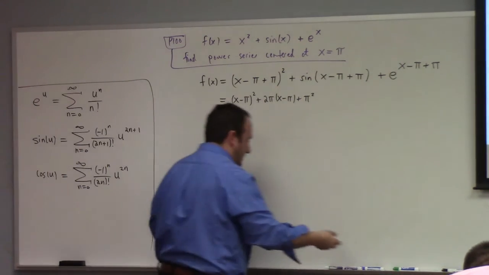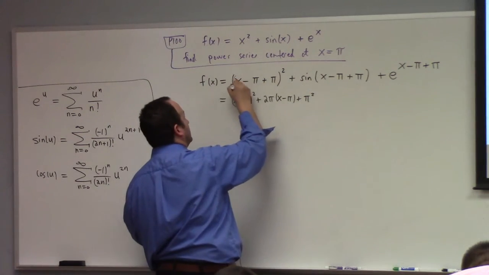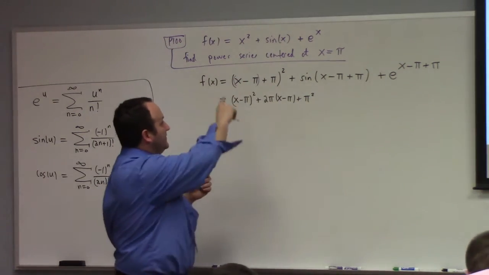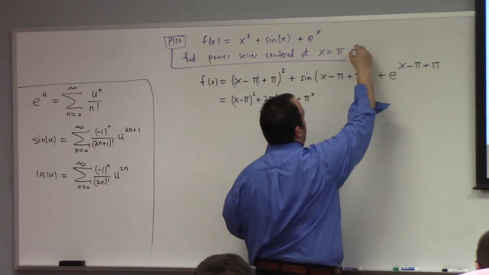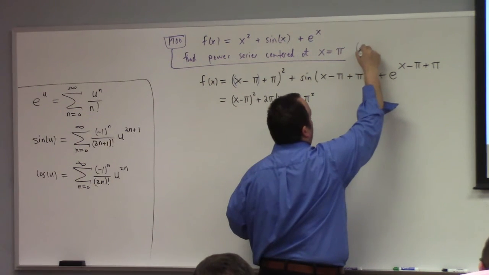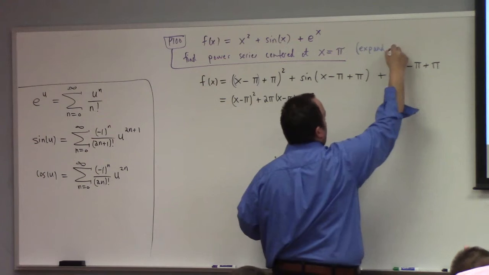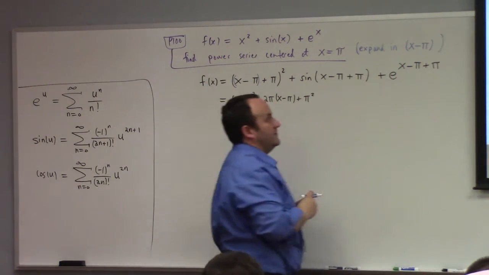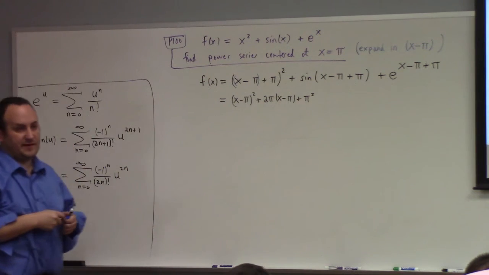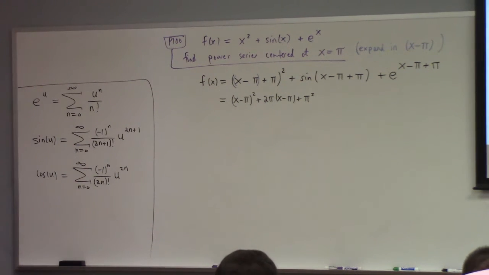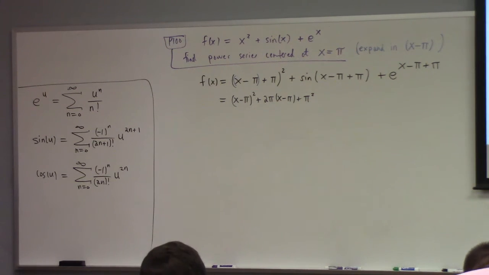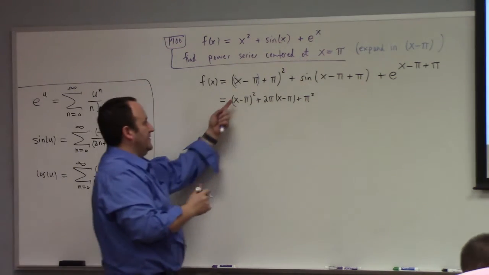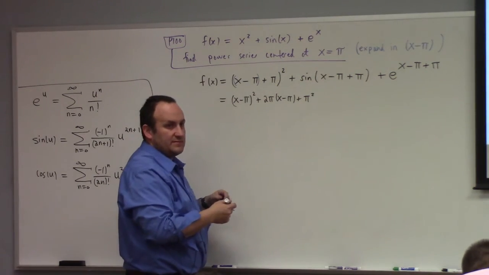My goal is to keep copies of x minus pi, because to find a power series centered at x equals pi is basically to expand in powers of x minus pi, right? You're wanting to expand in x minus pi. That's what that would mean. To find a power series centered at pi means you're trying to rewrite the expression as a sum of series built from x minus pi to various powers. So that's what the quadratic is.